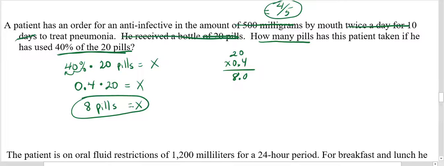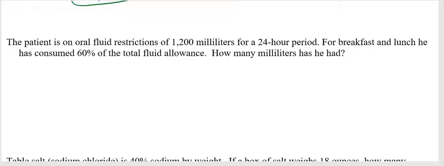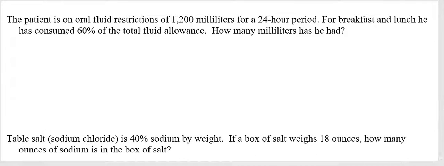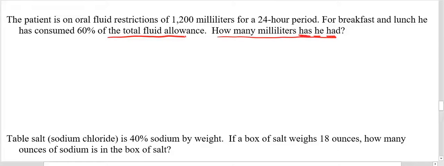Okay, so let's look at the next one. This patient is on an oral fluid restriction of 1,200 milliliters for a 24-hour period. For breakfast and lunch, he consumes 60% of the total fluid allowance, and I want to know how many milliliters he has had. And this is has he had, okay? Not how many he has left, but how many he's had. So how many of the 1,200 milliliters has he had?